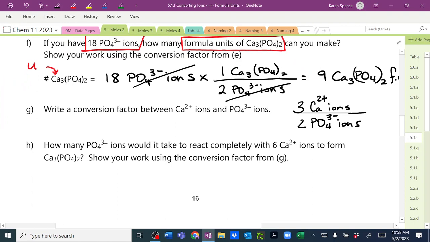Okay. I would like you to try writing out the work, and then we'll check your work to see that you'll get full credit. Okay, so you go ahead. How many phosphate ions would it take to react completely with 6 calcium ions to form calcium phosphate?